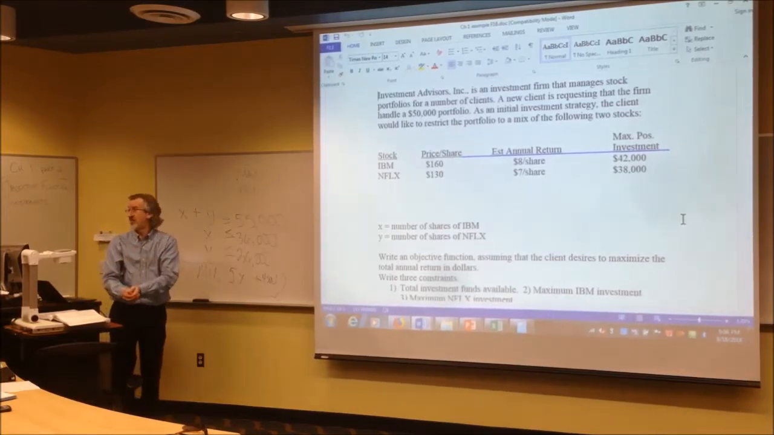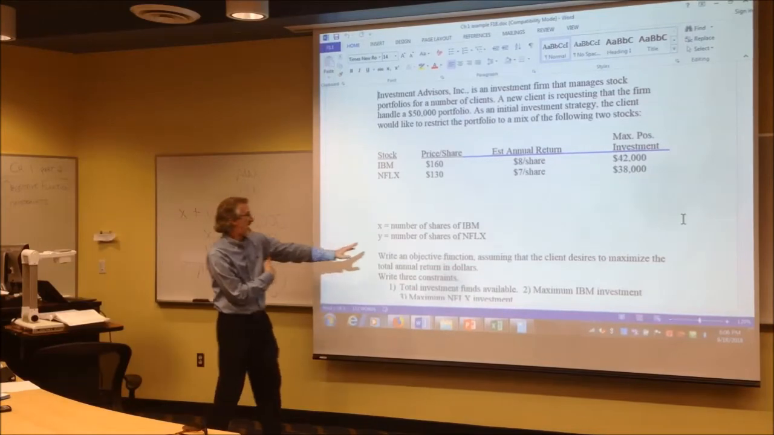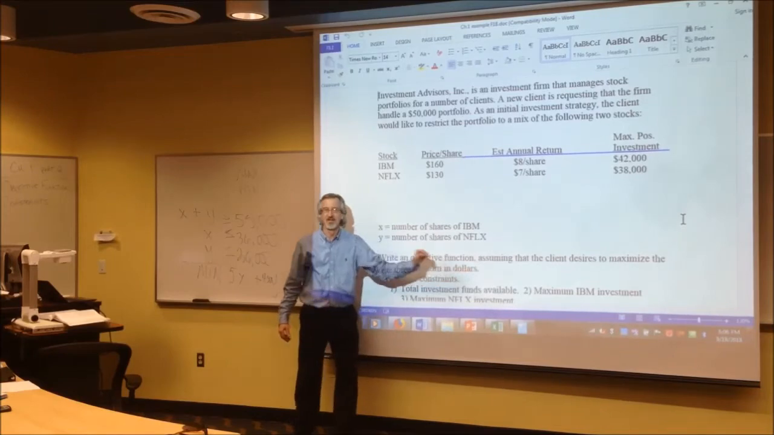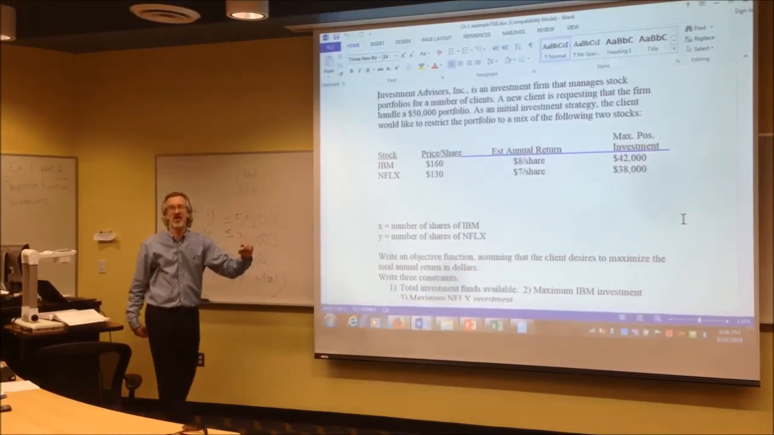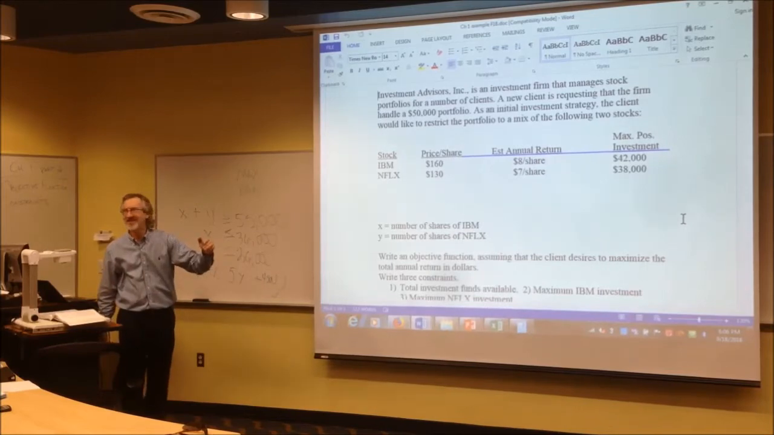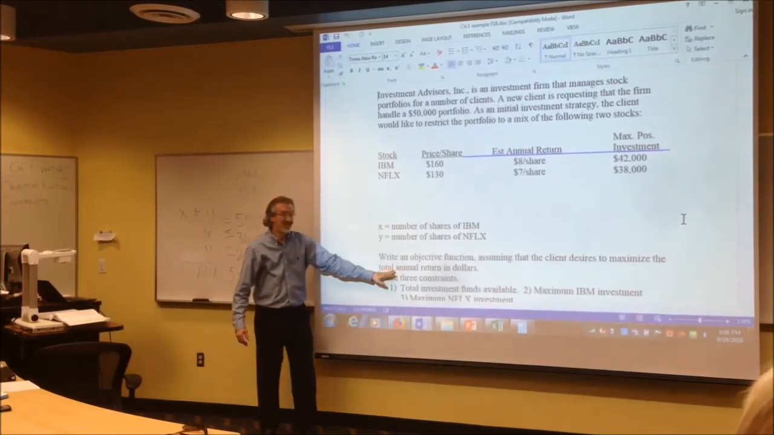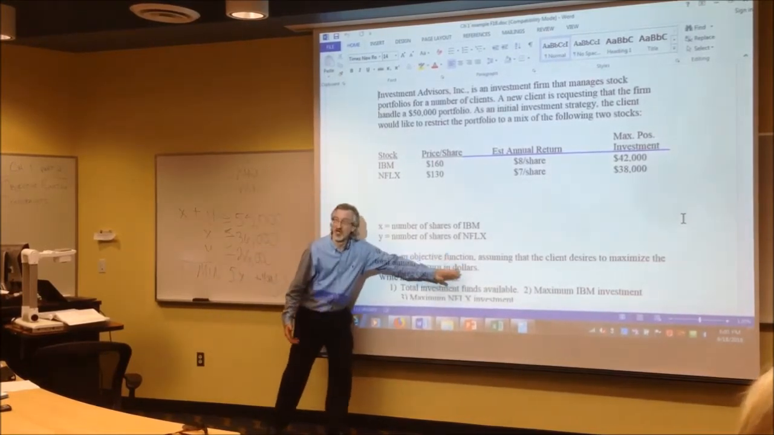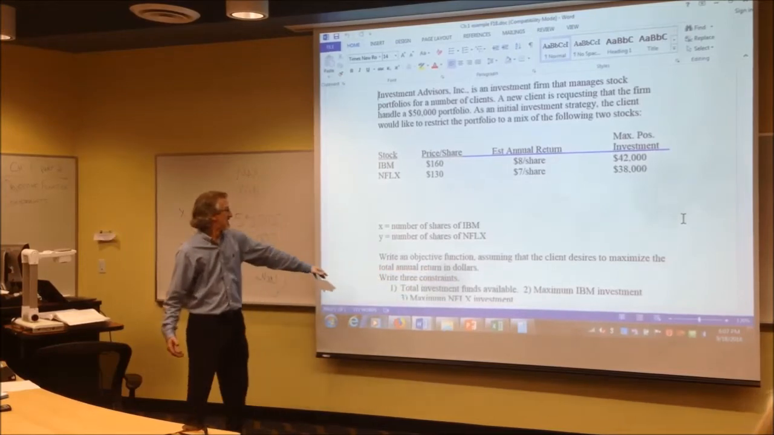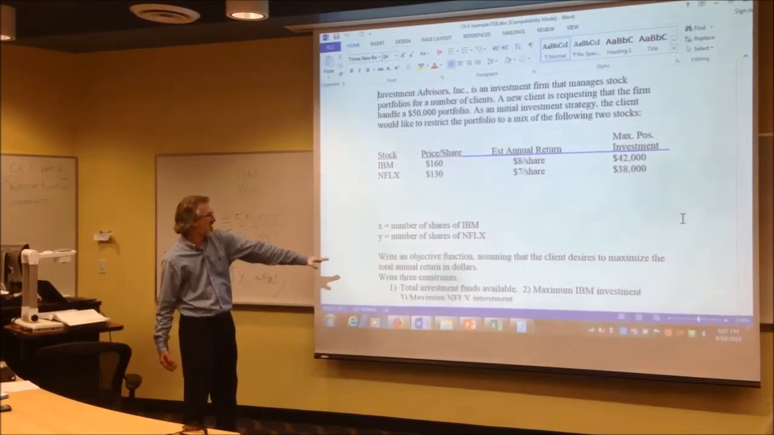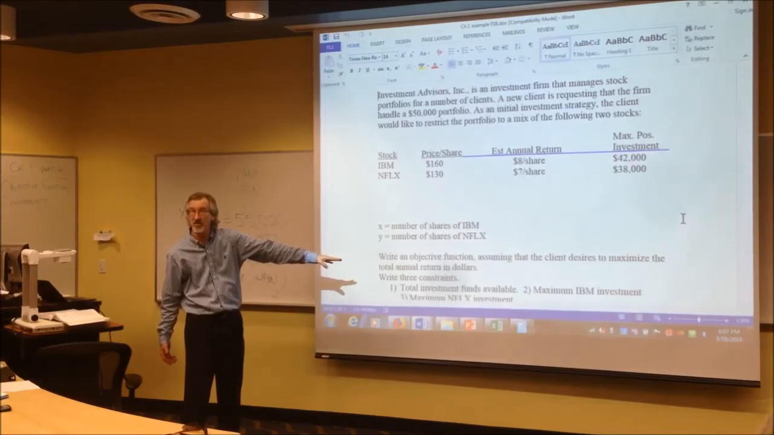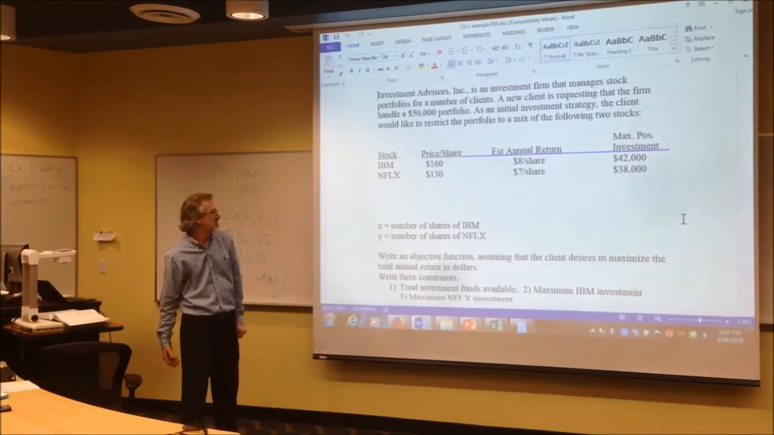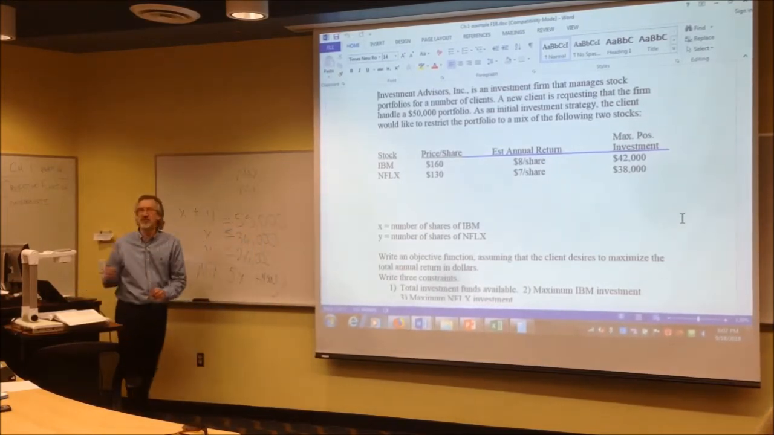Here's some other things I want to make sure you do. It says, I want you to maximize the total annual return in dollars. Boy, that's a big hint. Is that a constraint or objective function? Objective. Yeah, it almost gives away with the word maximize. So the objective function is giving you a max or min. Maximize the annual return. Then we have 3 constraints. 1 says the total investment funds available. 2 says the maximum IBM investment possible. And 3 is the maximum Netflix investment possible. That's what those letters are, the symbols for those 2 companies.